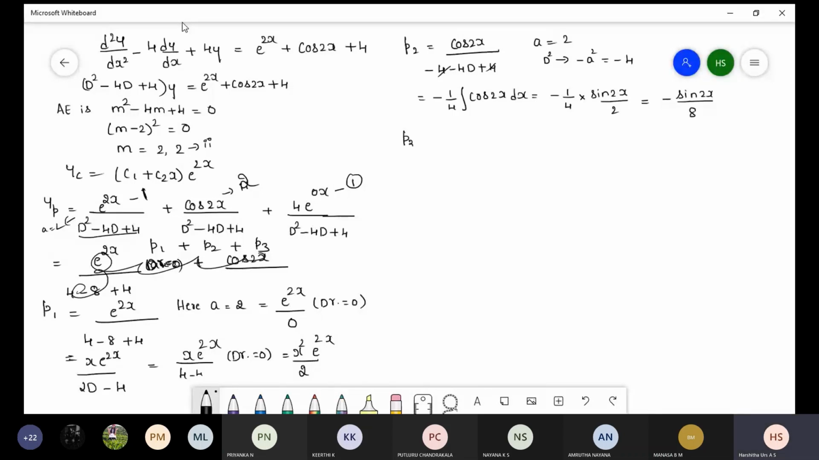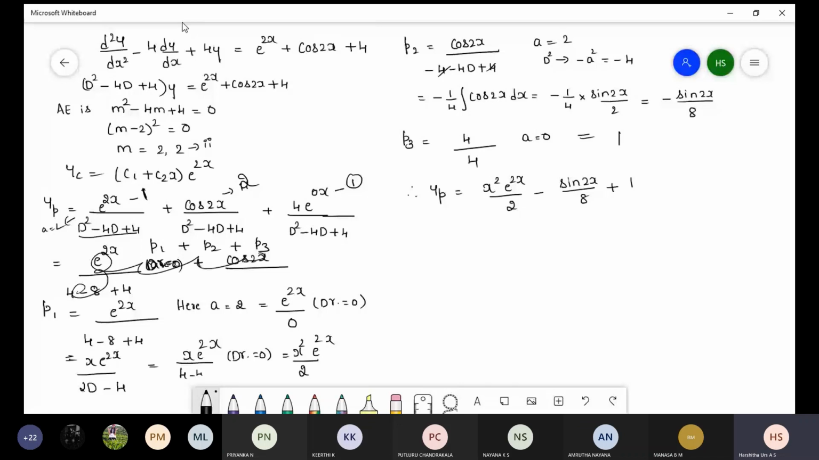Next P3, 4 into e power 0x is 1. So here a value is 0. So wherever d is there, we have to substitute 0. So remaining 4. So P3 value is 1. Therefore Yp is equal to x square e power 2x divided by 2 minus sin 2x divided by 8 plus 1.